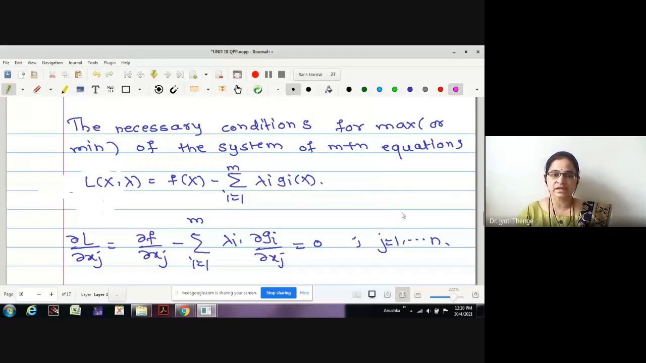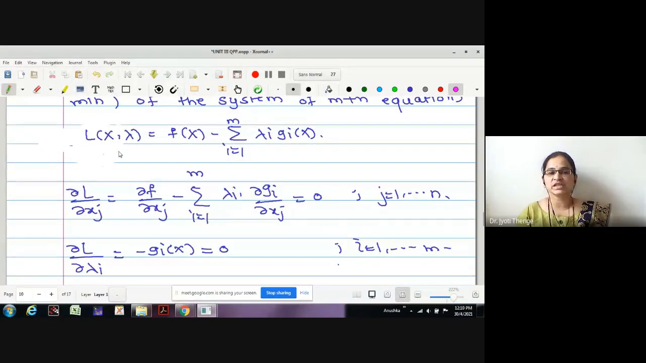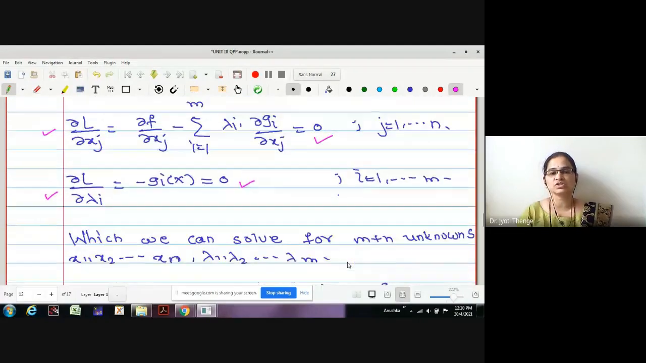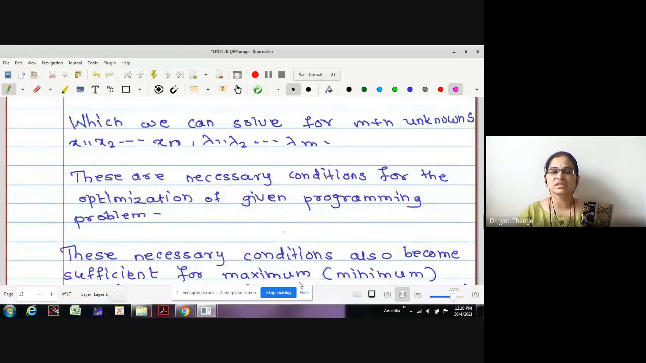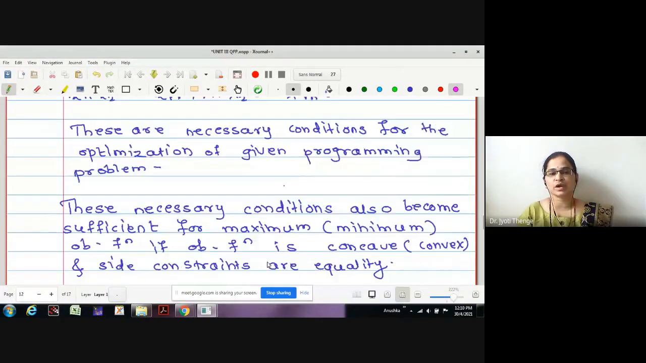Now, the necessary conditions tell us to differentiate this L with respect to the original variables as well as with respect to the Lagrange multipliers. If we differentiate with respect to the Lagrange multipliers, it will give us the constraint equations, and differentiating with respect to the original variables gives us this equation. Therefore, we have m plus n equations in all, right? And these give us the necessary conditions for the optimization of the given programming problem.